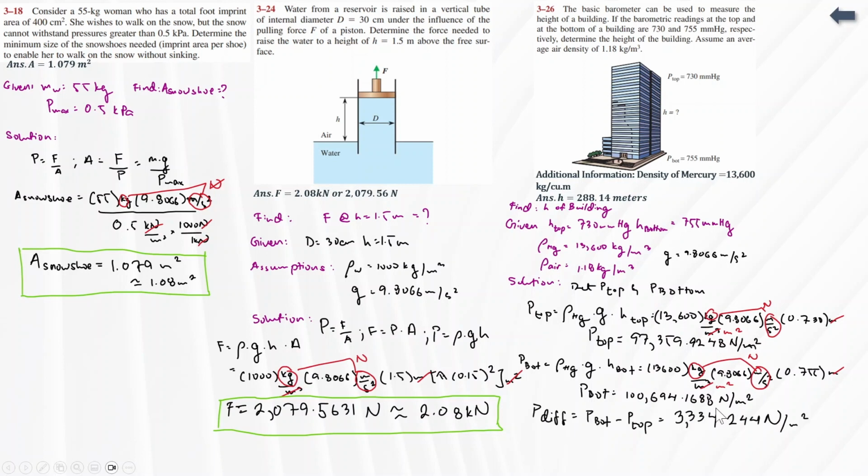And we get the difference. The difference between the two must be the pressure throughout this column of air. That's 3,334.244 newtons per meter squared. Why do we get the difference? Because that must be the pressure being exerted by that column of air. What do I mean by that? Because this is its pressure here.